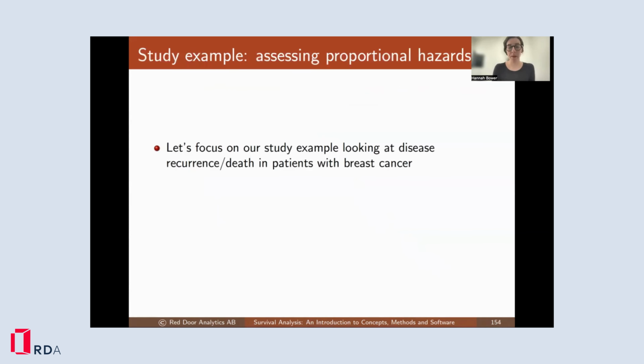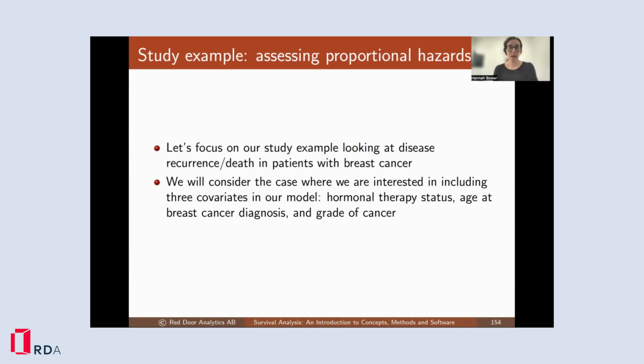So if we go to our study example, just to remind you what that was, this is looking at German breast cancer patients. We follow them from diagnosis of breast cancer until the time of event, where we are looking at recurrence of breast cancer or death in patients. So we will consider the case where we're interested in including 3 covariates in our model: hormonal therapy status, which is a yes/no variable, hormonal therapy or not; age at breast cancer diagnosis, which is a categorical variable with 3 categories; and grade of cancer, which is an indicator variable for did you have grade 3 cancer or not.